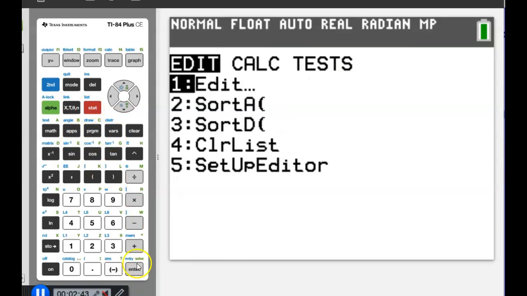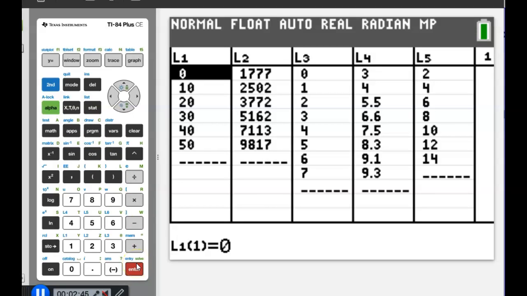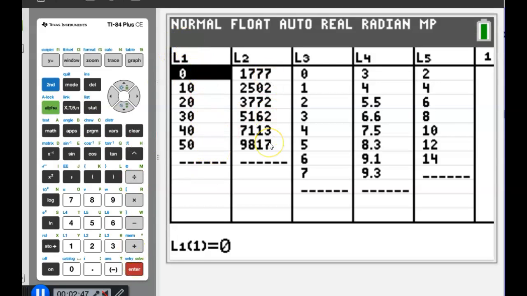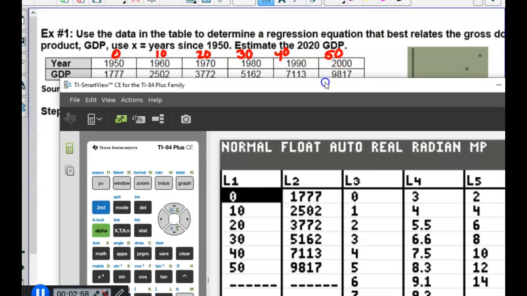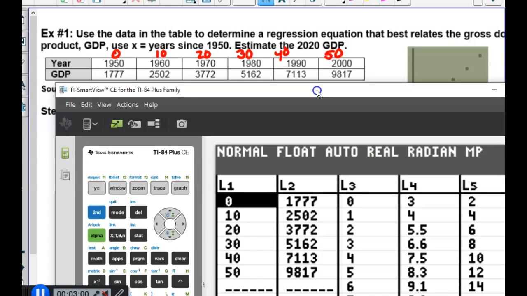Stat, enter to edit our lists, and in list 1 and list 2, 0. Yep. Everybody good? List 2, I'm going to proof mine because I didn't. 1777, 2502, 3772, 5162, 7113, 9817. I think I have them right.